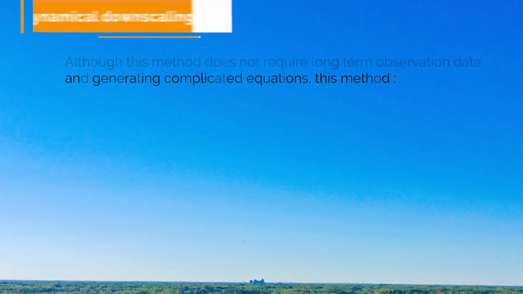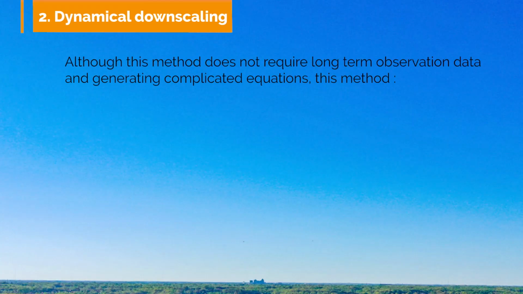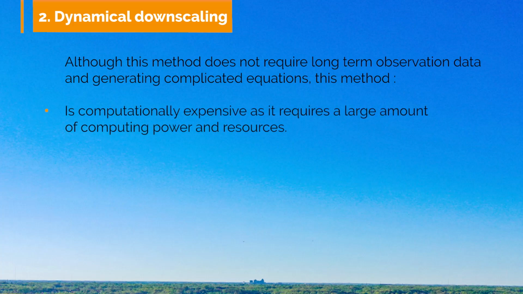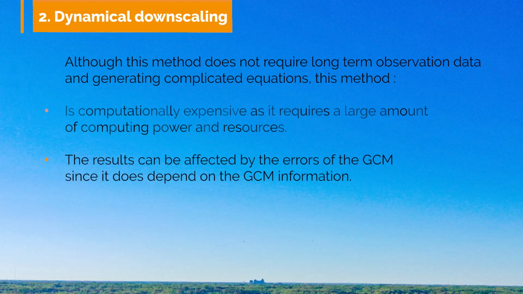As with the statistical downscaling method, dynamical downscaling also has some disadvantages. Firstly, the method is computationally expensive as it requires a large amount of computing power and resources. Secondly, the results from the dynamical downscaling can be affected by the errors of the GCM, since it does depend on the GCM information being reliable to downscale the required information. If the GCM has errors in a particular region of interest, those errors can affect the downscaling accuracy.